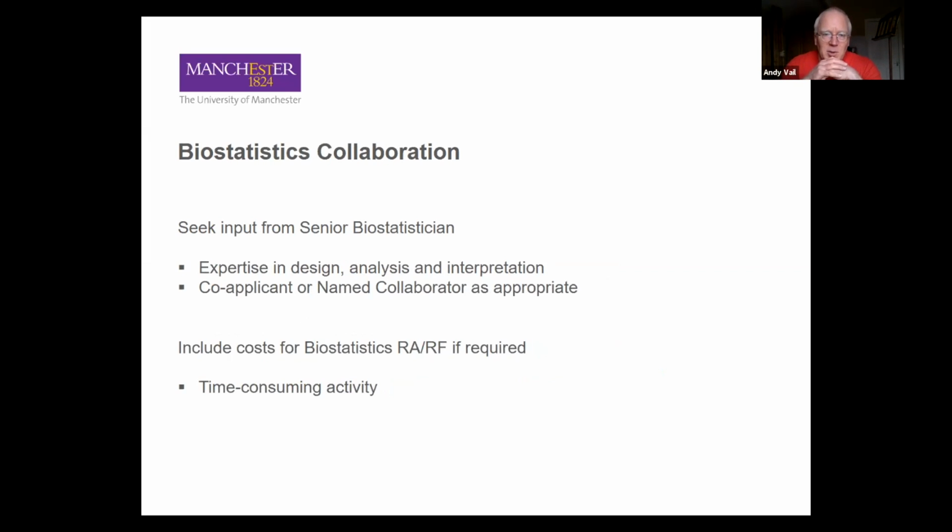So why would you need biostatistics collaboration? What would that look like? Really, you should have a senior biostatistician within your team, or at least giving input to your team. They have expertise in the design, analysis and interpretation of quantitative data. It'd be usual in academic research to have that statistician as a co-applicant or a named collaborator, depending on the level of engagement with the team. It would also be good practice to include costs for the statistical work that will be required during the project, which is usually done at a more junior level, a research associate, research assistant, research fellow, because that takes a lot of time, and it's a lot of number crunching, and it can be done by someone who's relatively cheap.